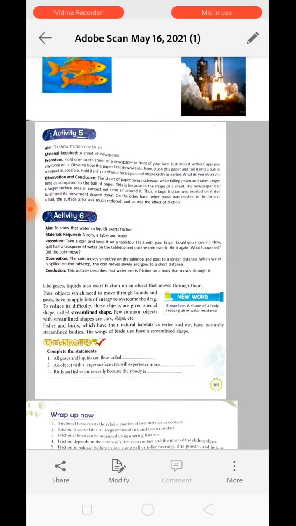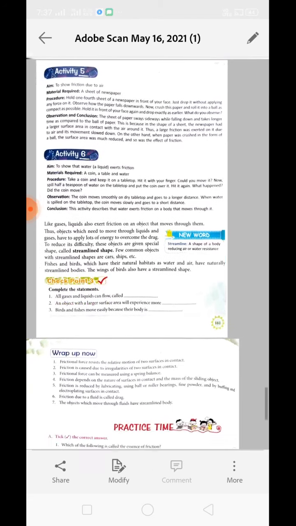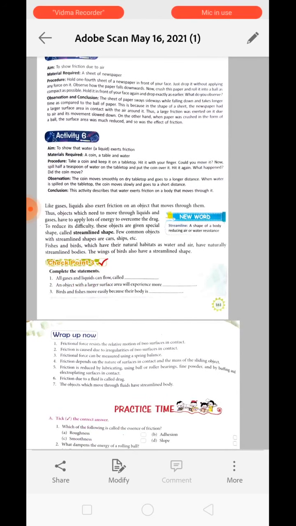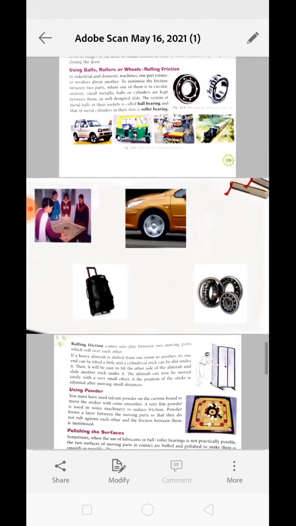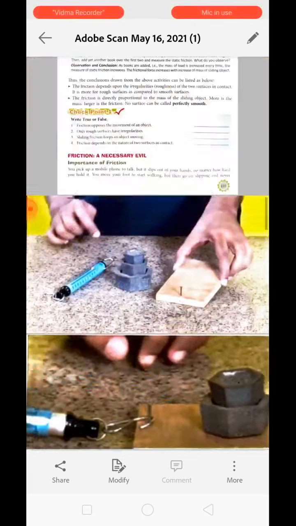Clear? Fishes, birds, any natural things that move through air or water, all have somehow a streamline shape. Even a diver diving into the water acquires a streamline shape by pulling both hands on top of their head. Clear? So this is all about the chapter. Next we will discuss the question answers related to this topic.